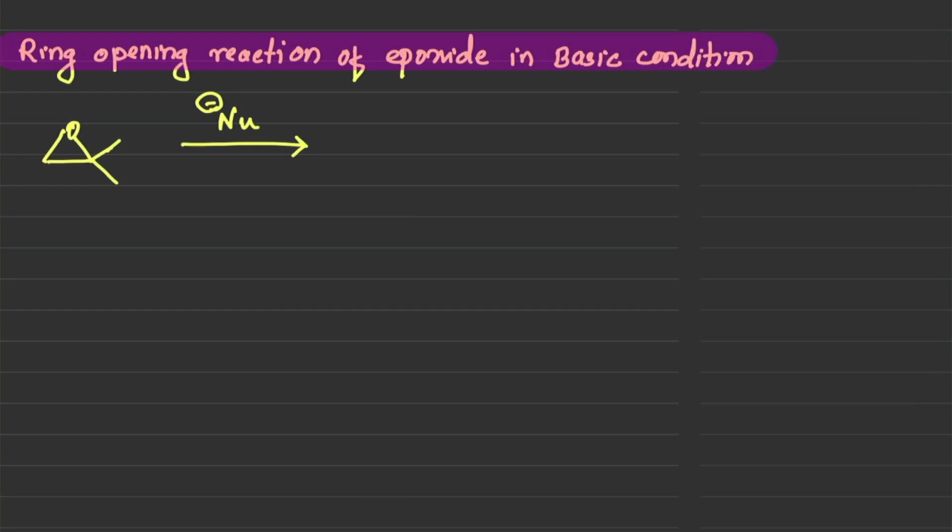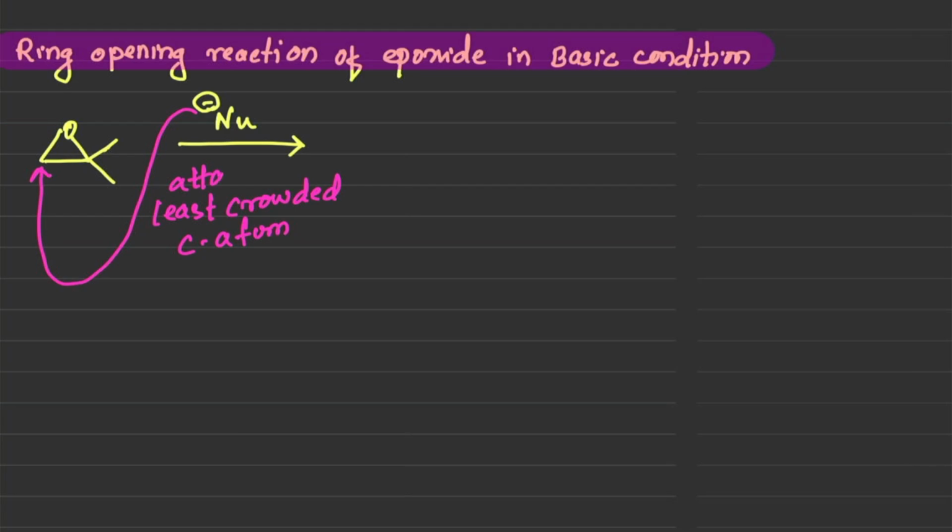So let's draw it out. It will attack on the least crowded carbon atom. Attack on the least crowded carbon atom. Now when it does, the C-O bond will break open. So this bond over here will break open.